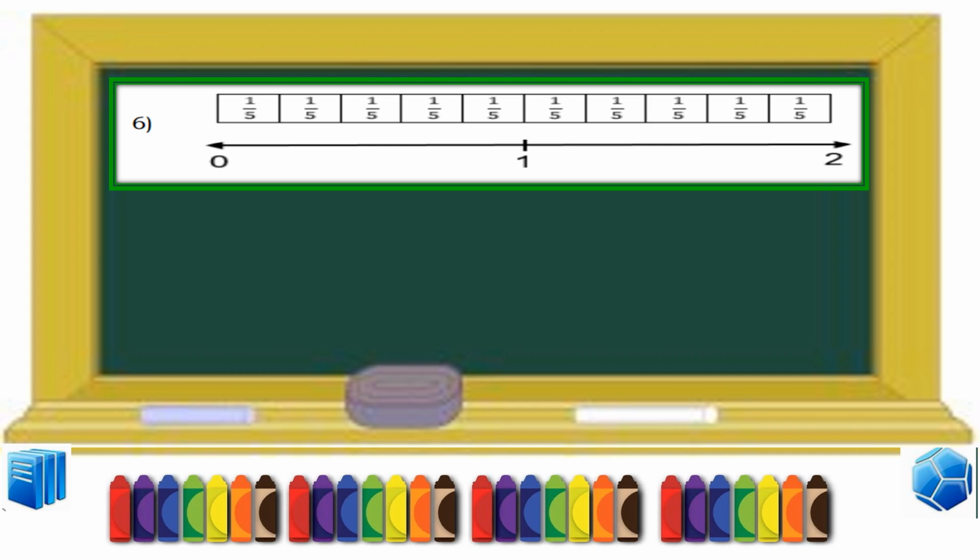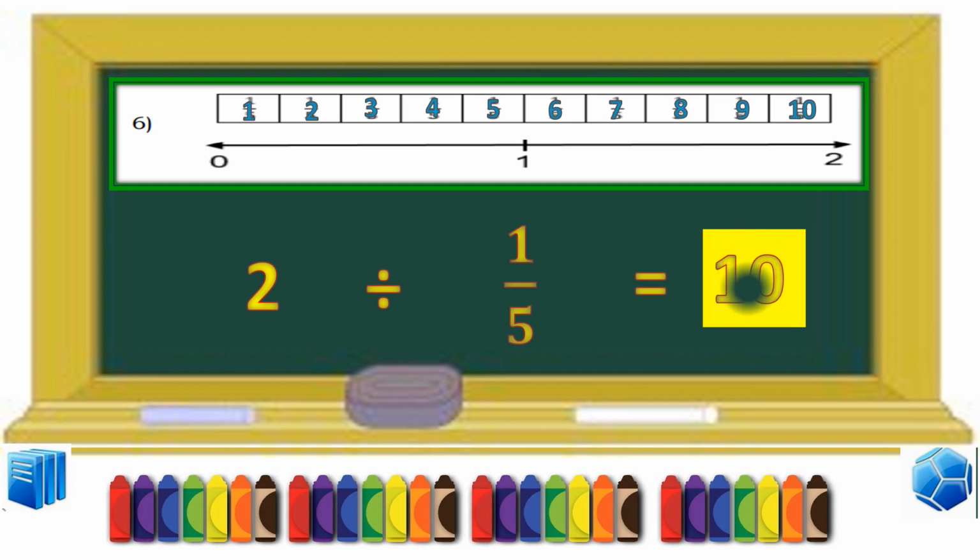Number 6, how many fifths are there in 2 wholes? So 2 divided by 1/5. Para makuha natin yung sagot, bibilangin natin ilang 1/5 meron sa 2 wholes. So 1, 2, 3, up to 10. So, merong 10 fifths in 2 wholes.